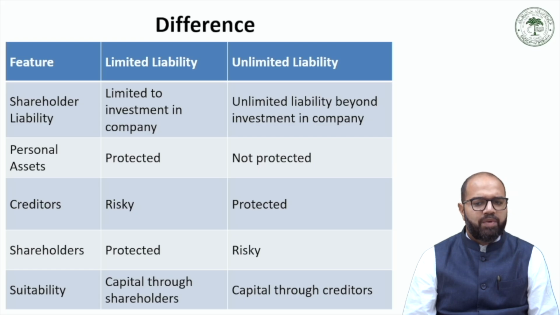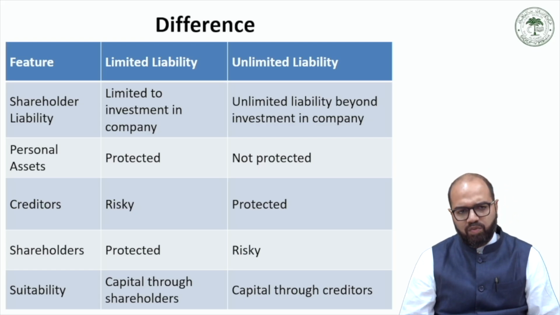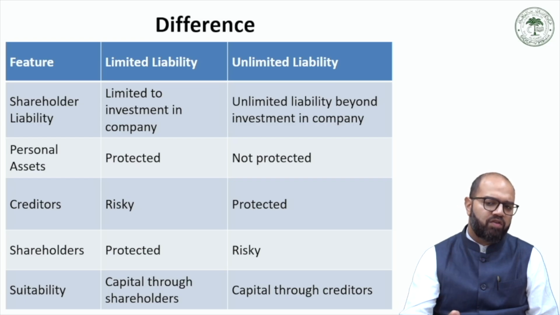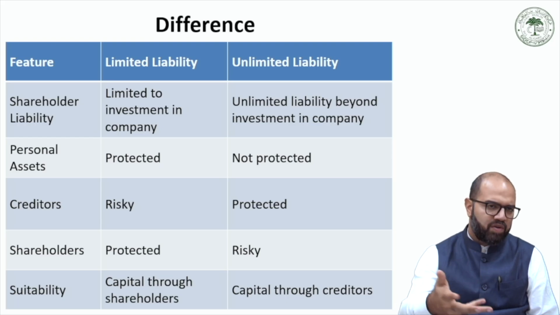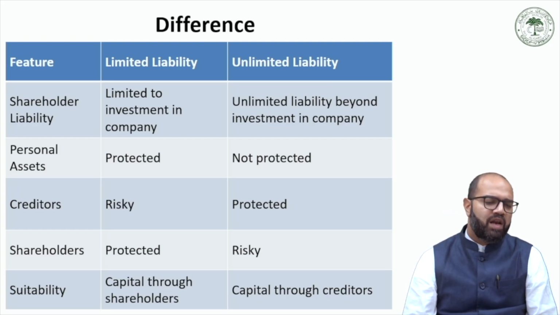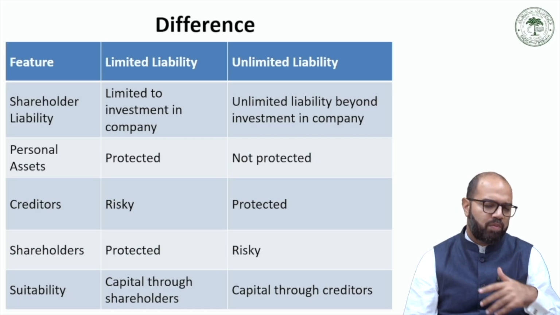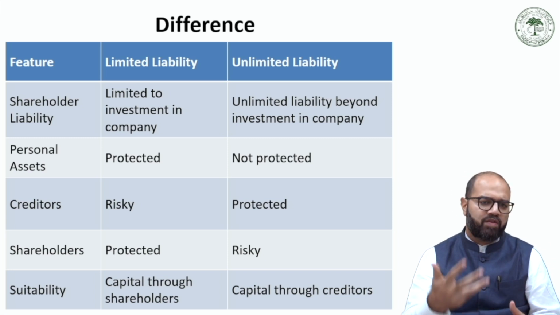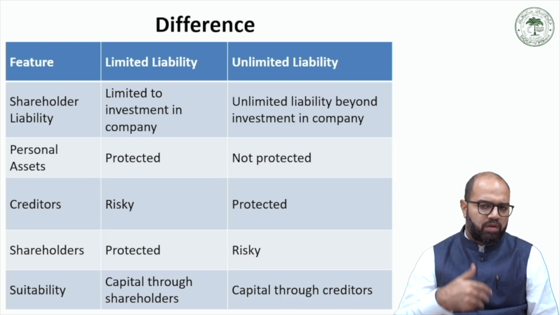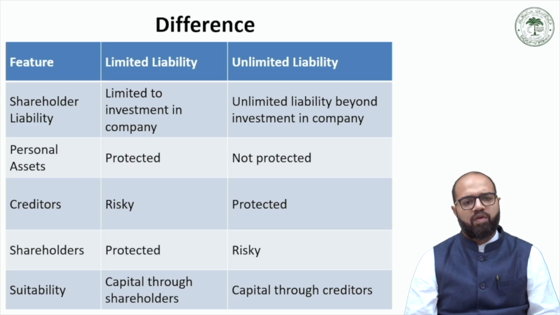So a limited liability company, as a kind of business organization, is more suited for those promoters or entrepreneurs who want to raise capital from external sources by shareholding or subscription of shares or by giving membership or ownership to investors such as shareholders. Whereas an unlimited liability company is more suited to those kinds of businesses, promoters and entrepreneurs who want to raise capital from external sources, but not through issue of shares, but through capital which is to be borrowed from the creditors.